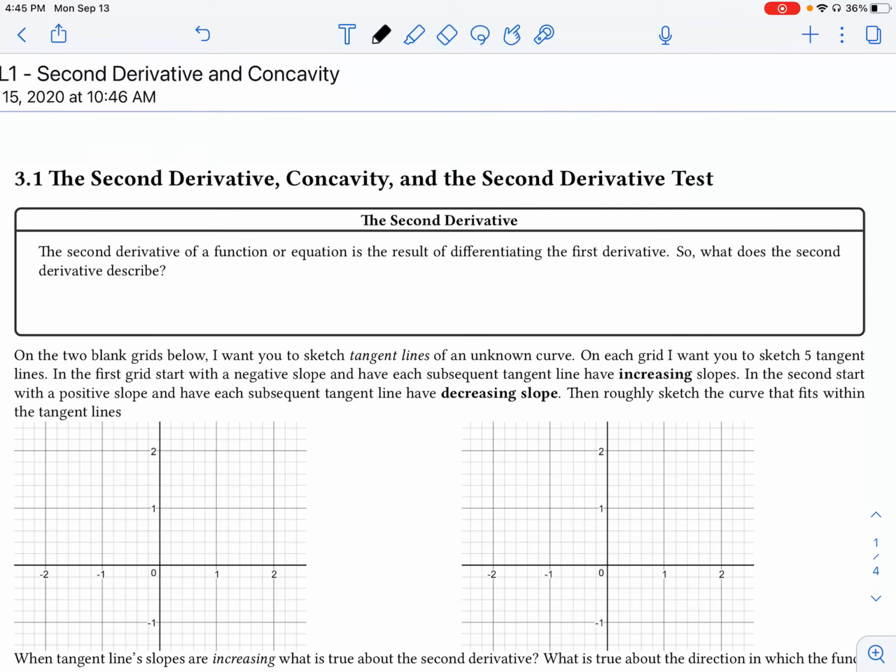Let's start this lesson on the second derivative with a quick exploration. If you have your notes in front of you, we're going to try a quick exercise. On each of these blank grids, I want you to sketch tangent lines of an unknown curve. I want you to draw it so that the 5 tangent lines start with a negative slope, and then each subsequent tangent line should start to have an increasing slope.